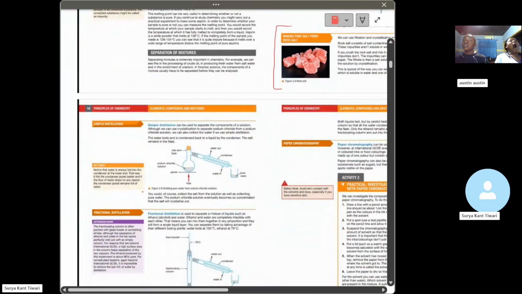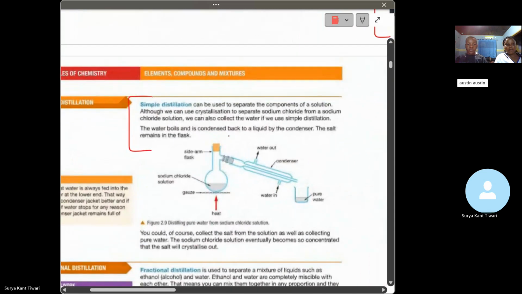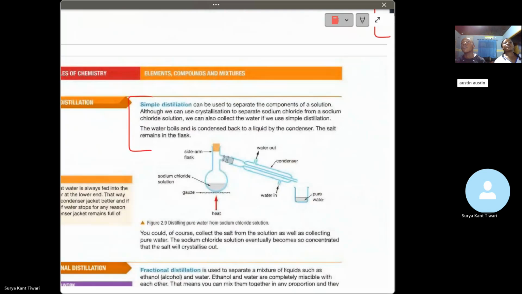Then we have distillation. Can you read this? Simple distillation can be used to separate the components of a solution. Although we can use crystallization to separate sodium chloride from sodium chloride solution, we can also collect the water if we use simple distillation. You know what is happening? The water boils. I'll explain.